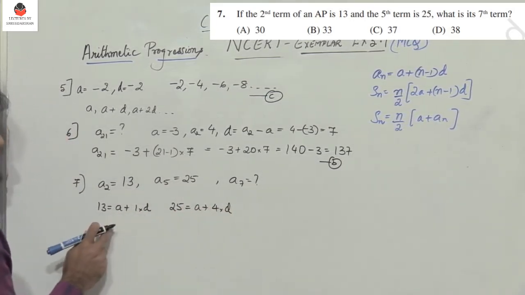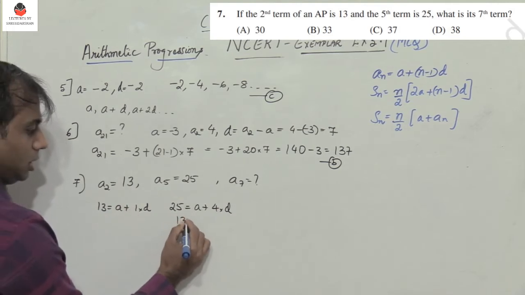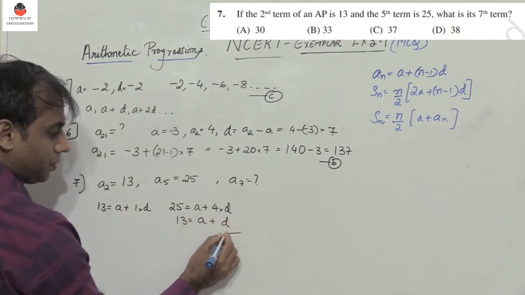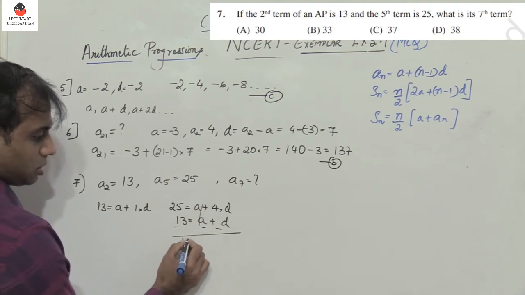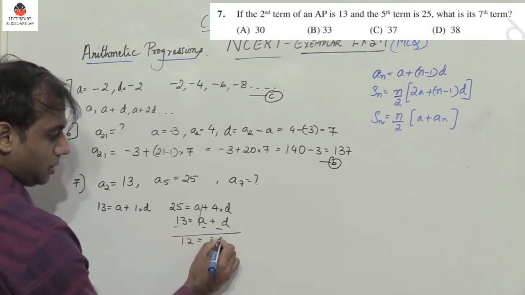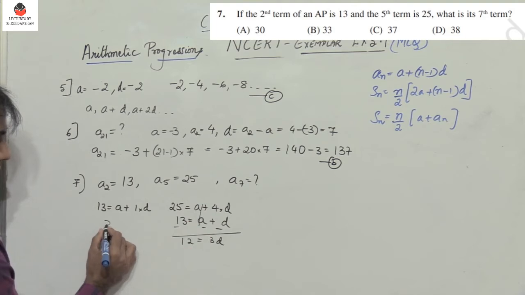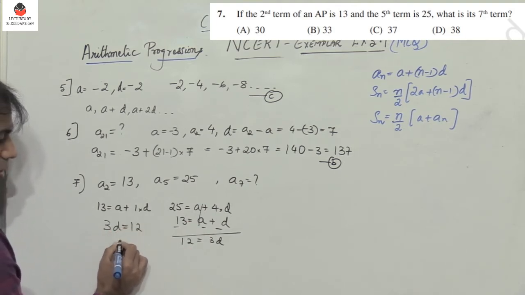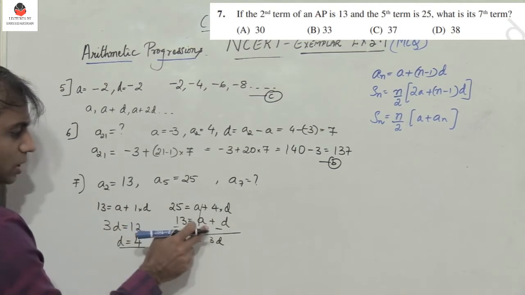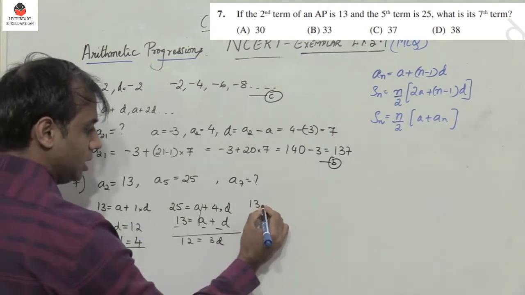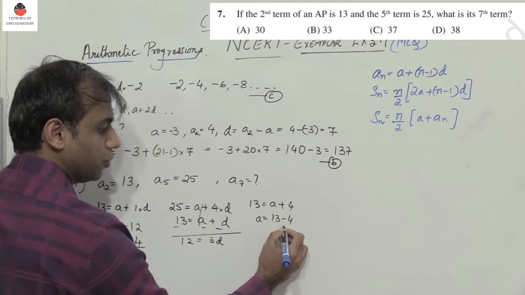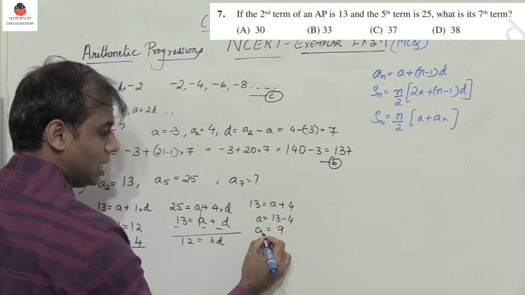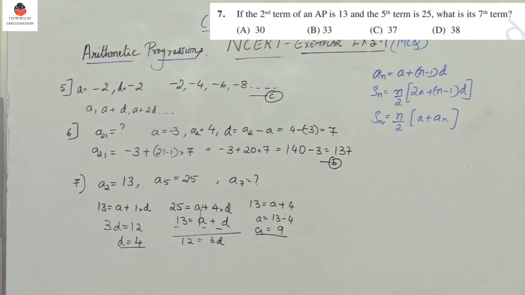So I have these two equations. So subtract them. So 13 equals a plus d. So when I subtract these two, a gets cancelled. So you have 12 equals 3d. So therefore 3d equals 12. And what is d? 12 by 3, which is 4. So substitute d in one of the equations. So you have 13 equals a plus 4. So a equals 13 minus 4, which is 9. So a equals 9 and d equals 4.